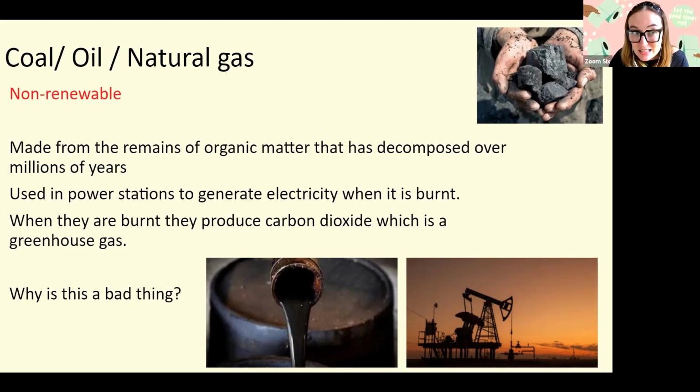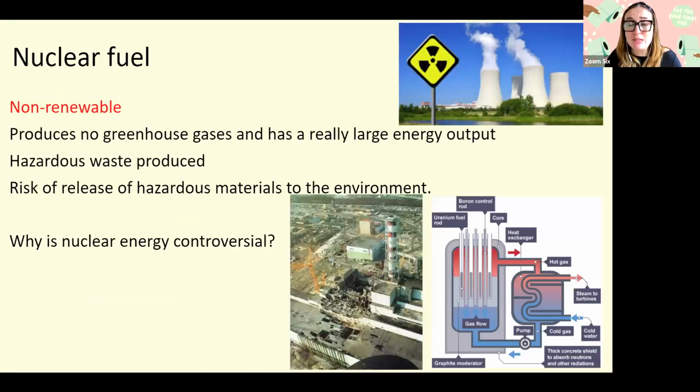Now, the next non-renewable that we need to look at is nuclear fuel. You could talk for hours about nuclear power plants and nuclear fuel and nuclear energy, because personally I find it fascinating, and I know lots of you do from our lessons when we start to talk about it. Lots of governments really like nuclear power, including our own government, as a method to reduce the amount of fossil fuels we use. But it's not without its risks.